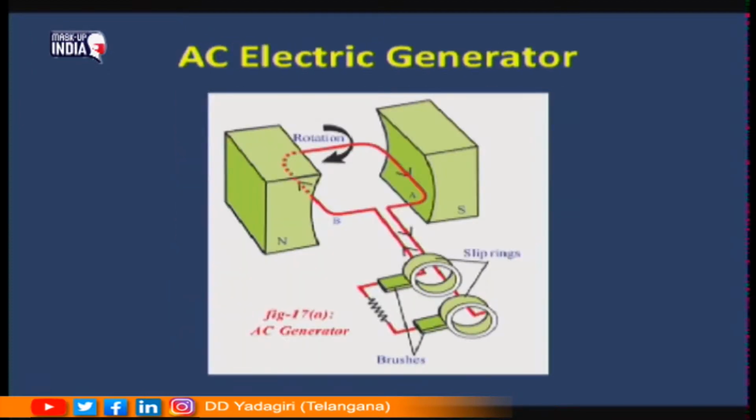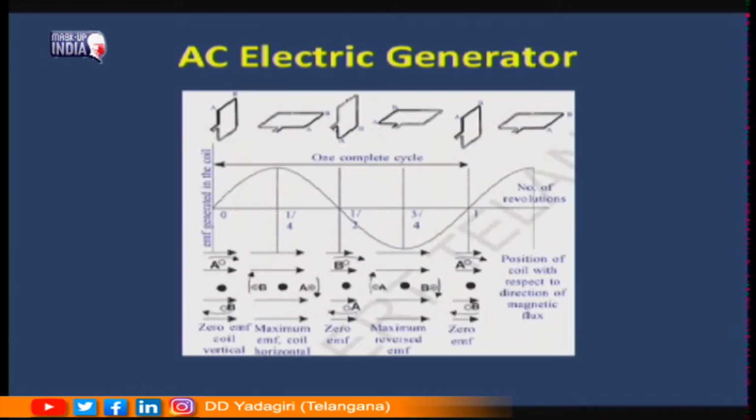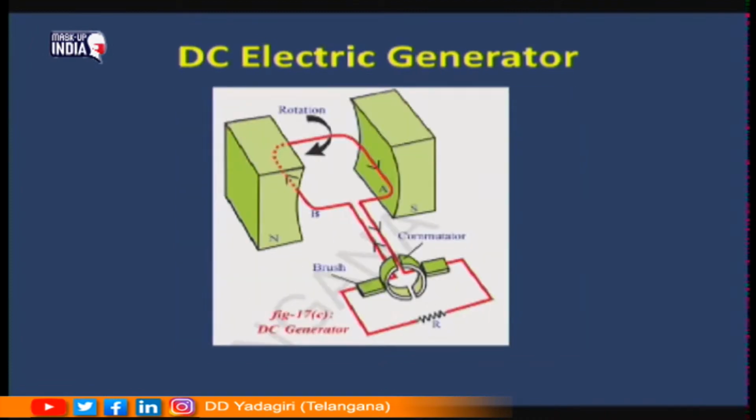We discussed how electricity is generated in AC generator. This is the graph of the EMF induced in AC generator, and we also discussed how AC can be converted into DC in case of a generator by using a commutator, that is split rings.